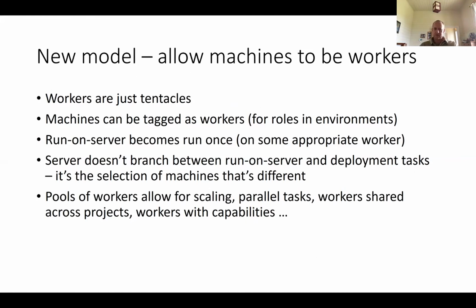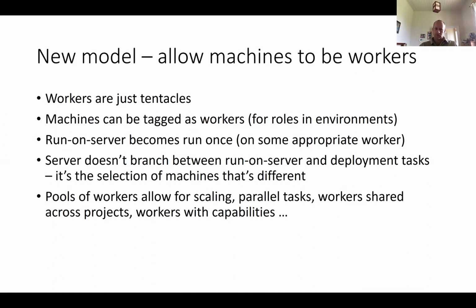In that case, the server then doesn't branch between running something locally and running a normal deployment task. Everything is just orchestrating something on a tentacle, and it's the selection of where you're running that's slightly different. For a normal deployment step, you're running it on all the deployment targets that match that particular role, whereas for a run once step, you're picking a particular worker and just running the task once.